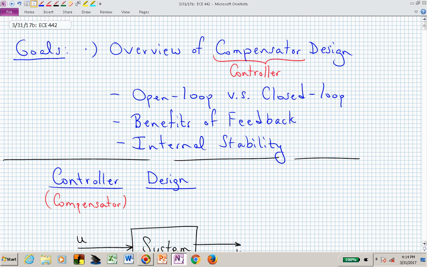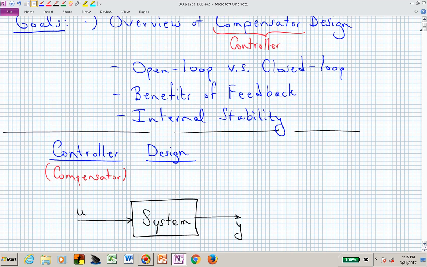design by talking about internal stability. When I say that phrase, I want you to be thinking, oh, my controller cannot cancel poles and zeros in a discrete time setting that are outside the unit circle. That's what I want you to think when I start mentioning or comment on internal stability.